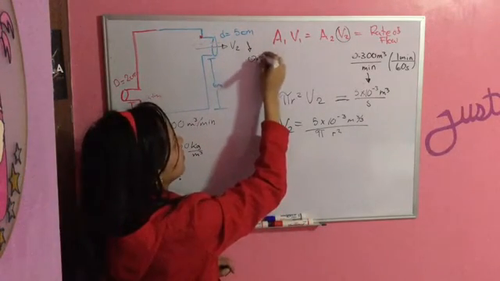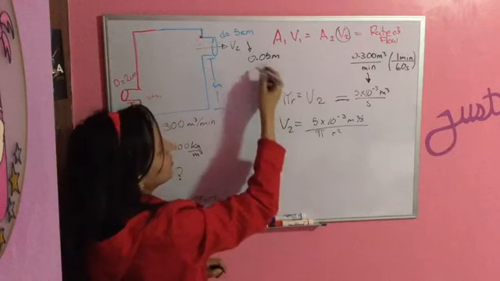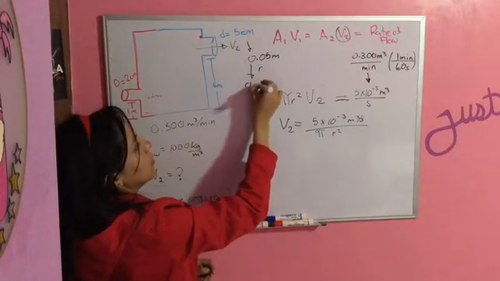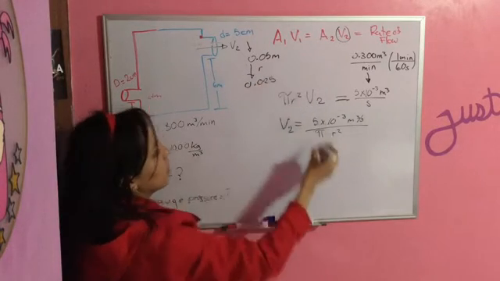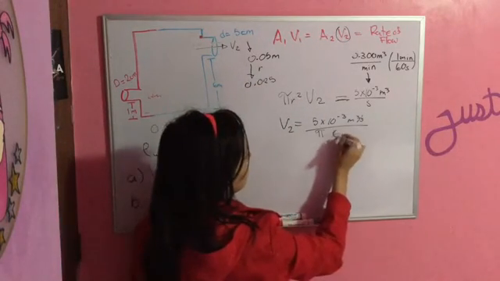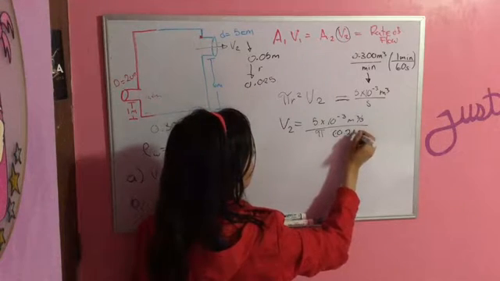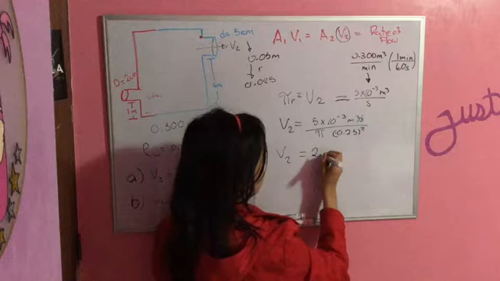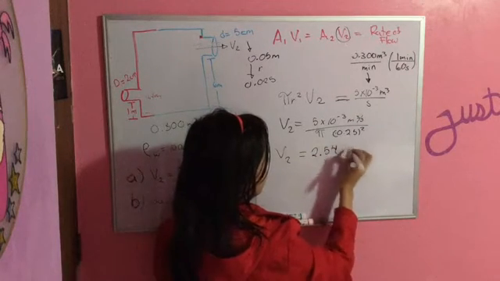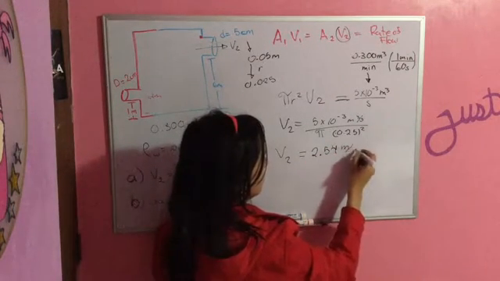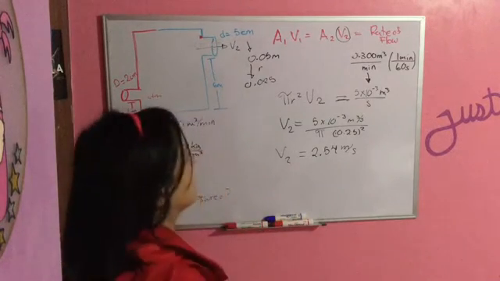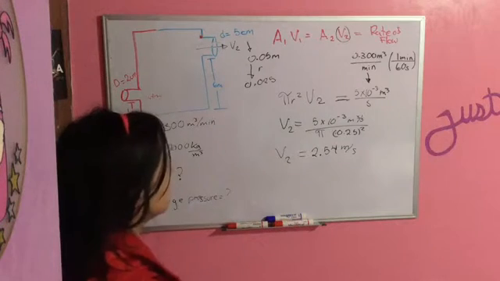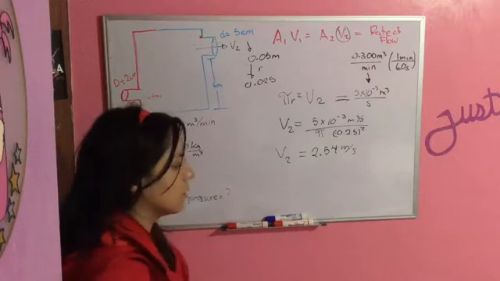And always remember to convert your units. For example, this diameter I converted into meters, and then I divided by 2 in order to get the radius, and I substituted that value into my equation. And for the second velocity, at the top of the tank, we get 2.54 meters per second.